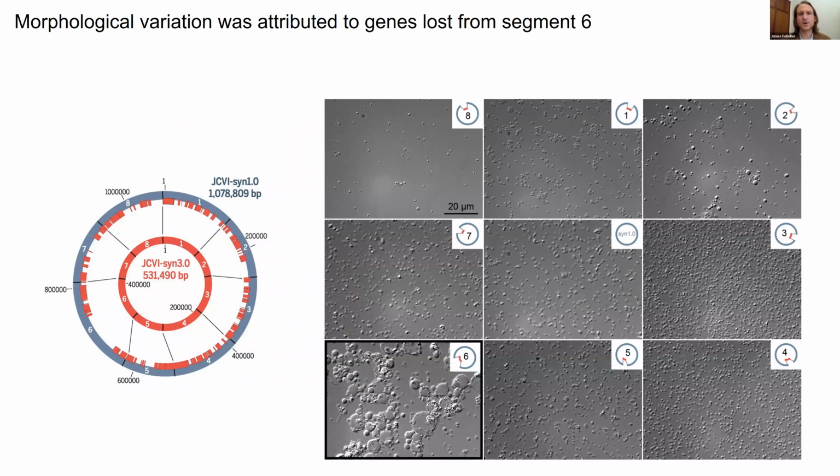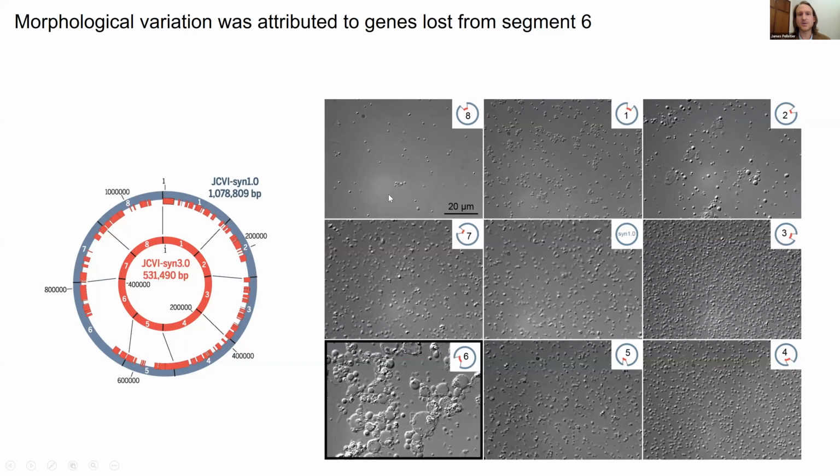So which genes are involved in this process? As noted, the Syn 3.0 genome is composed of these 1/8 segments that mirror the 1/8 segments of the Syn 1.0 genome. So it was possible to mix and match one minimized segment in the context of an otherwise wild-type genome. And so we screened all 8 minimized segments. And fortunately, only the minimized segment 6 conferred this abnormal cell-shaped phenotype.